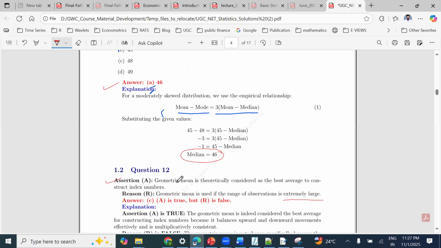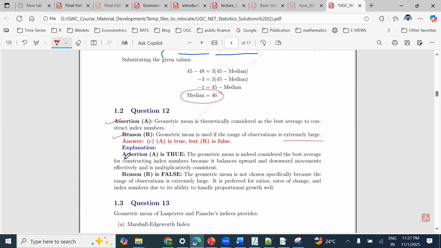A is true, we know, because yesterday when we were discussing geometric mean, we know that geometric mean is the best average to construct the index number. Already we know it, right? But why is R false? Sangeeta? Sir, because it is difficult to calculate if the values are extremely large. Okay. What is it saying first? The geometric mean is indeed considered the best average for constructing index number, because it balances upward and downward movement effectively, and it is multiplicatively consistent.